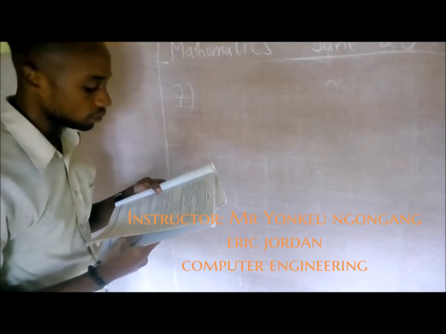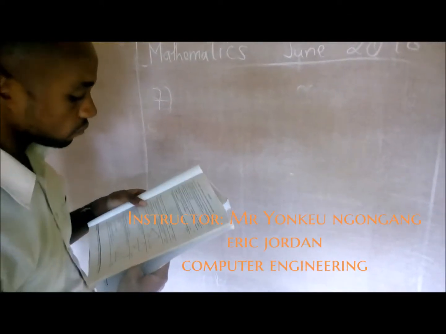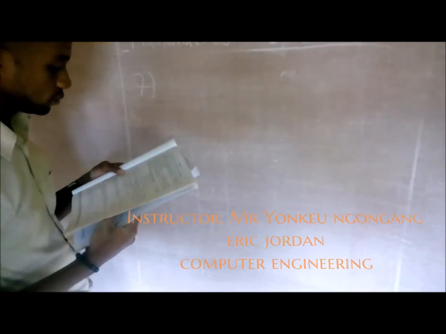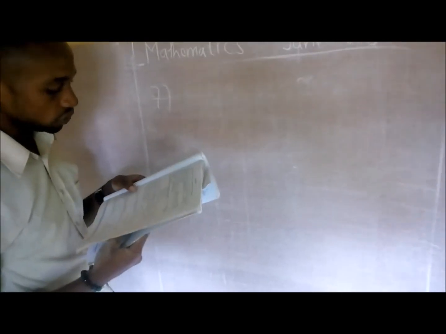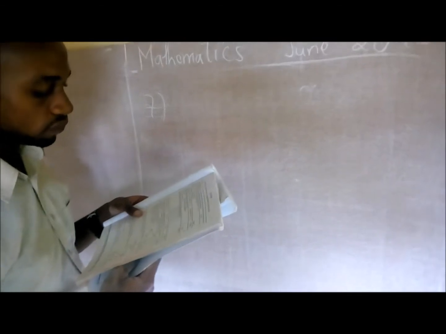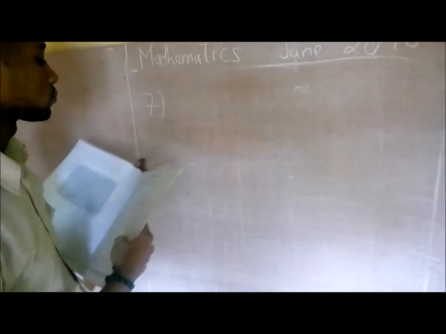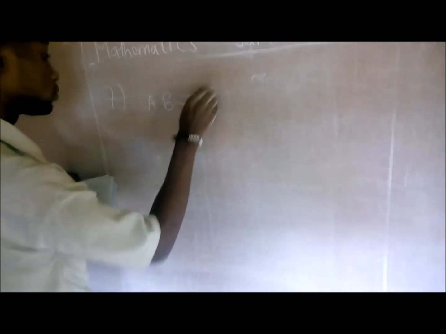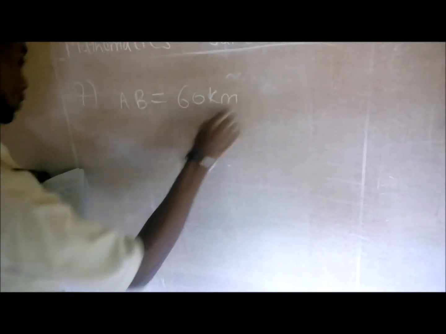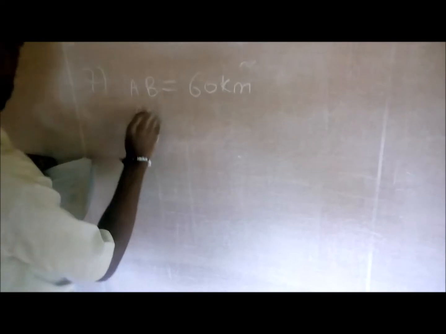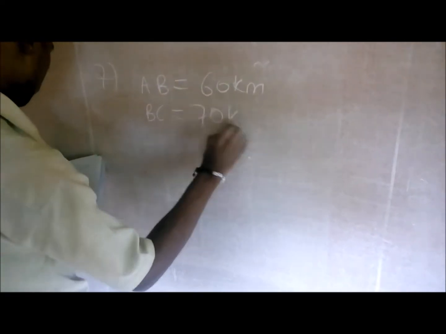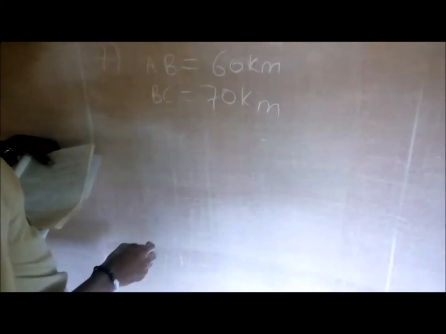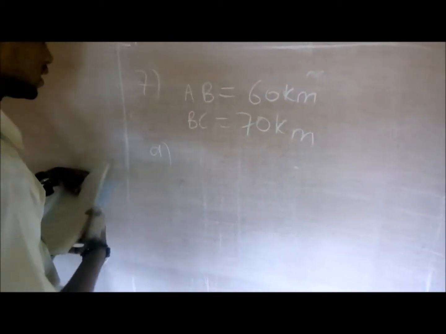It says a ship sails from a port A on a bearing of 060 degrees to port B. From B, the ship sails to C on a bearing of 150 degrees. Given that AB is equal to 60 kilometers and BC is equal to 70 kilometers, calculate the distance AC.